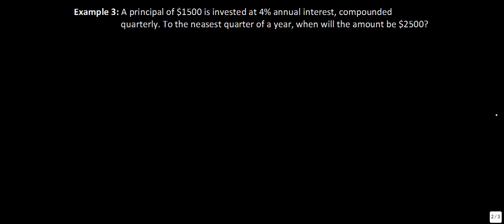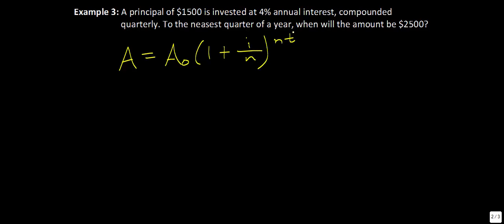So here we go. Example 3 says a principal of $1,500 is invested at 4% annual interest, compounded quarterly. To the nearest quarter of a year, when will the amount reach $2,500? All right, so the first thing I'm going to do, with the yellow pen right here, is write out our original equation. The original equation I'm just getting from the formula above looks something like this.